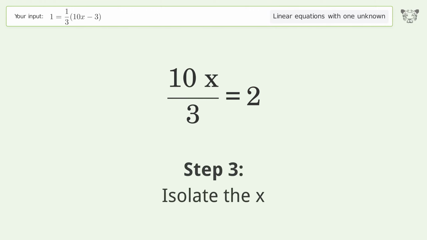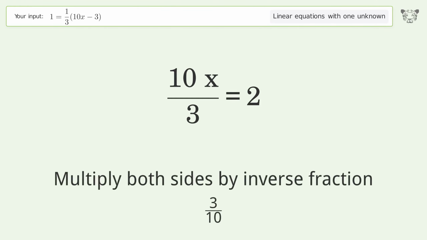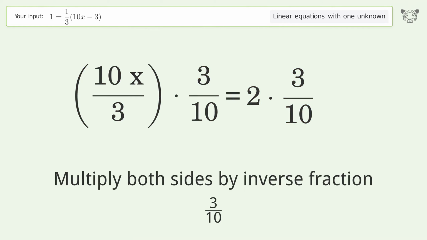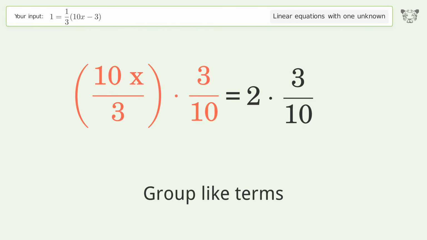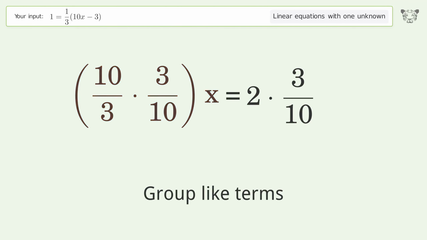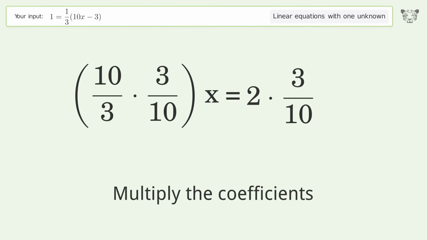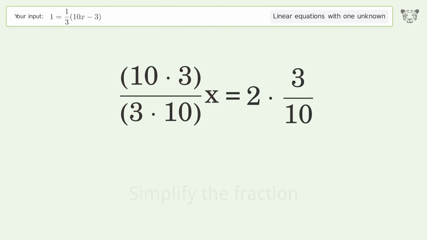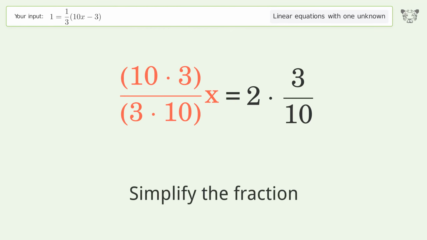Isolate the x. Multiply both sides by the inverse fraction 3 over 10. Group like terms. Multiply the coefficients. Simplify the fraction.